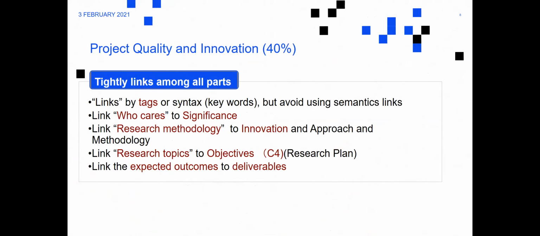Okay, so the first thing I would like to talk about is the links among all parts. As one proposal, each part is not independent. They link together. As you mentioned, investigator capability. If your capability is not strong enough, then it doesn't matter how good your project quality is. But if your capability does not match your project, that's another issue. Even if you're very strong in one area, but your proposal is in another area, that's not a good idea. That's why the first thing I talk about is the links.